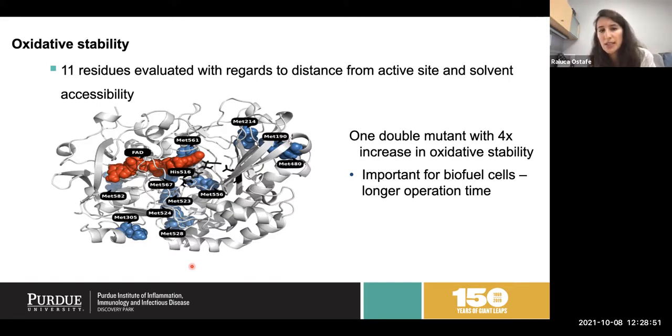So we did a very targeted approach where we did saturation mutagenesis at all the methionines on the glucose oxidase, and we found some combination of mutations that lead to a 4 times increase in the oxidative stability.